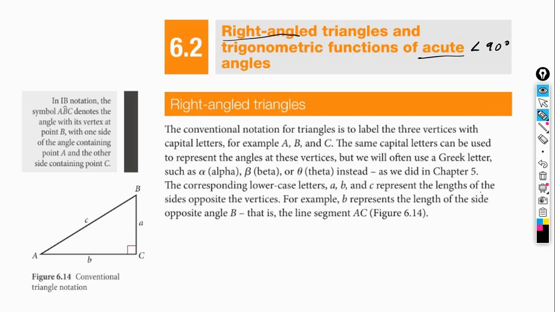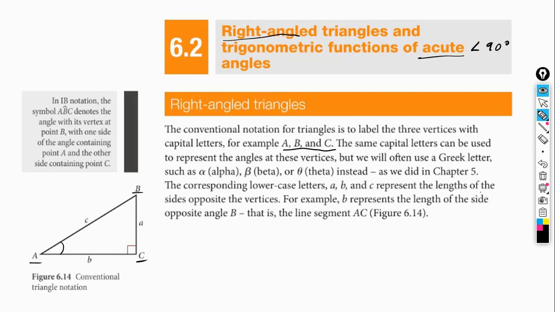Right-angled triangles. The conventional notation for triangles is to label the three vertices with capital letters. For example, capital A, B, and C. So we can see that here in figure 6.14 with the conventional triangle notation. So we have the vertices A, B, and C. The same capital letters can be used to represent the angles at these vertices. So we could talk about this angle as angle A.